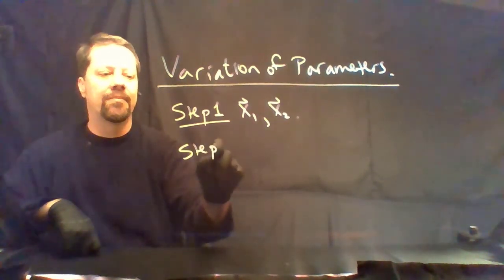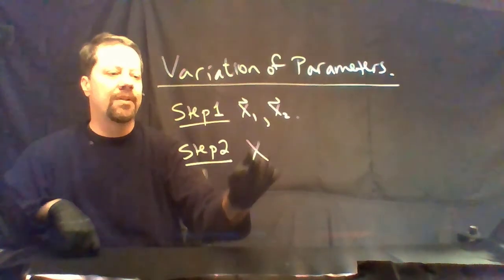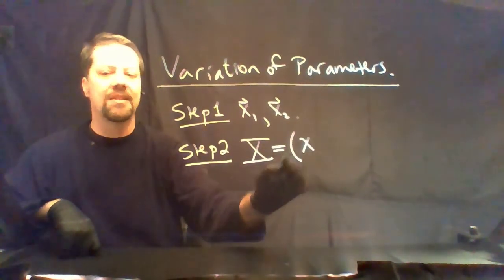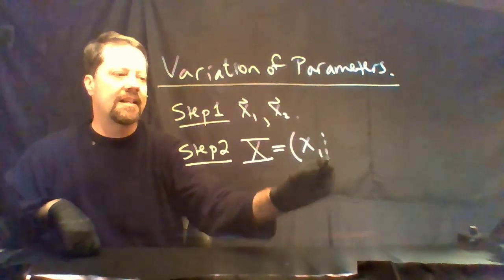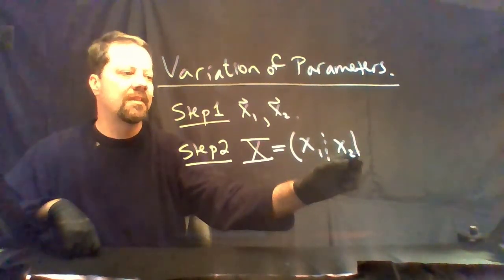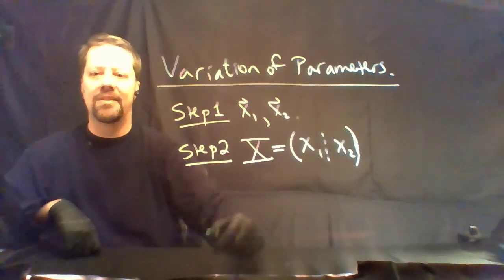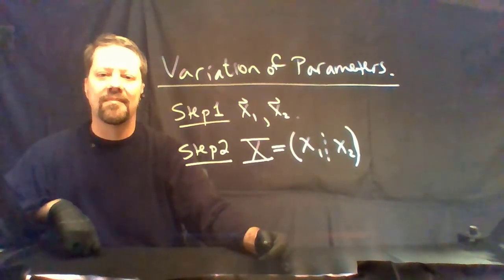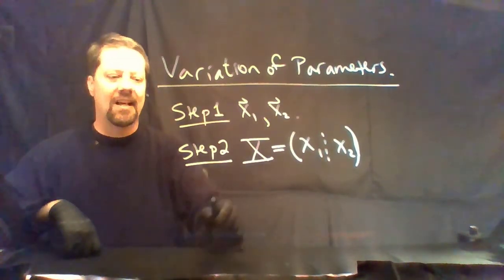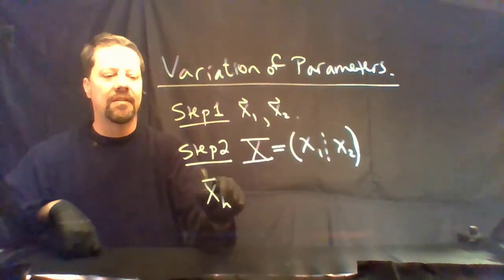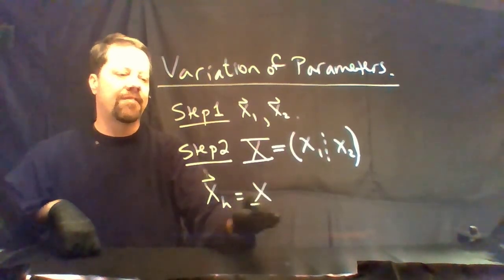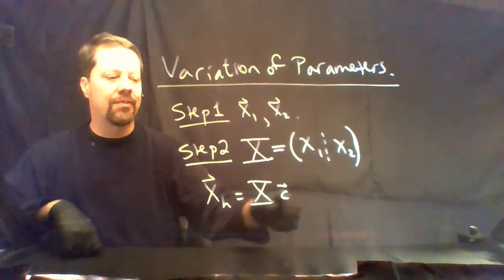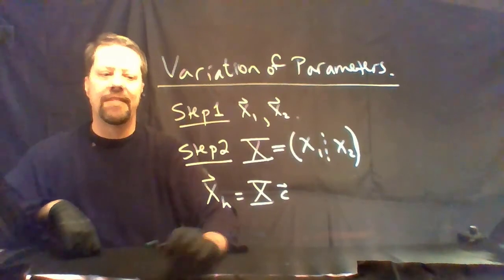In step 2, the first thing we're going to do is form the fundamental matrix. The fundamental matrix is similar to the Wronskian in that it has these solutions down the diagonals, but the only thing it's lacking is a determinant. So it ends up being a matrix instead. Now, the homogeneous solution can be thought of as the fundamental matrix times a constant vector c. This would give you a linear combination of these solution vectors.